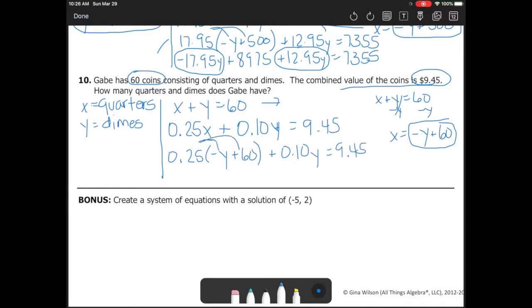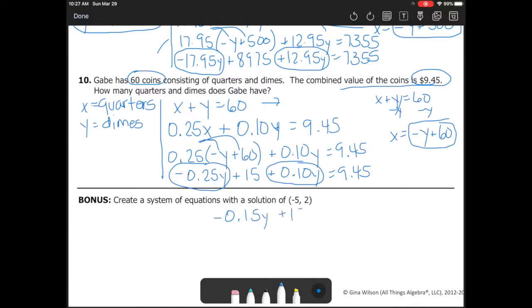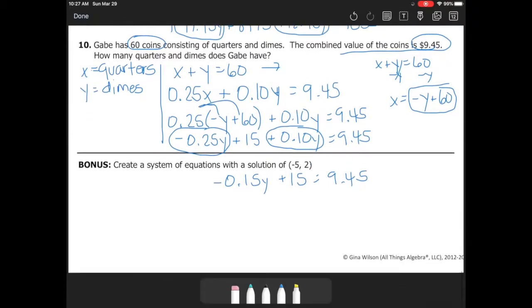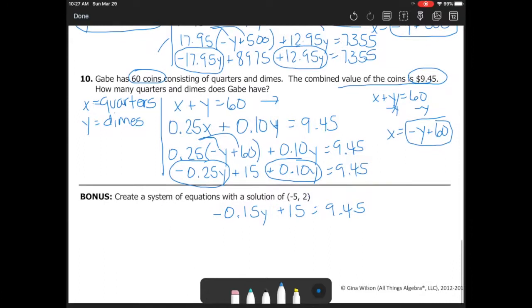All right, distributive property, negative 0.25y. A quarter of 60 is 15. And we have like terms, so negative 0.25 plus 0.10 is negative 0.15y. Let me move this. Oh, it won't go but so far, will it? We're at the bottom of the page. Minus 15 on both sides.